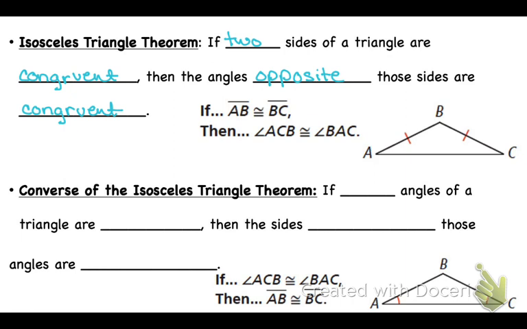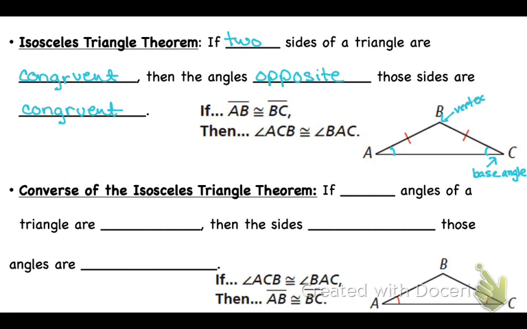So if we look at my picture, can I tell this is an isosceles triangle from my picture? Yeah. How? Because the two lines tell me that this is an isosceles triangle. And so if this theorem tells me if I have two sides that are congruent, the angles opposite those sides are also what? Congruent. So these two angles are congruent. These are known as the base angles. And this is known as the vertex angle.